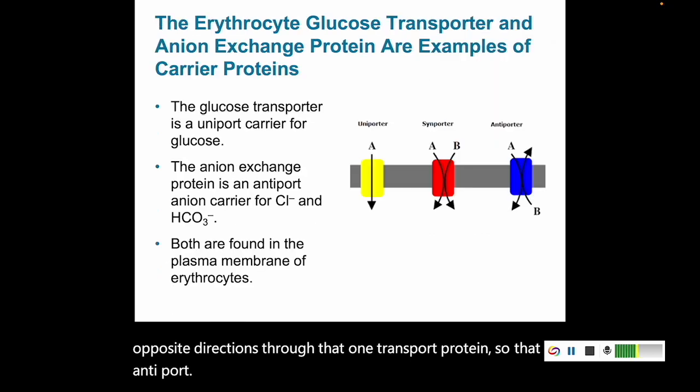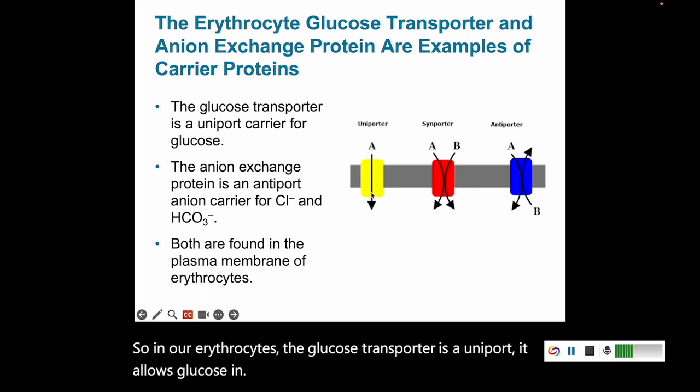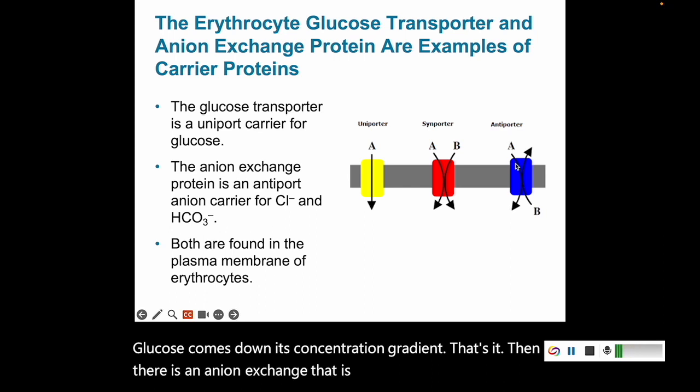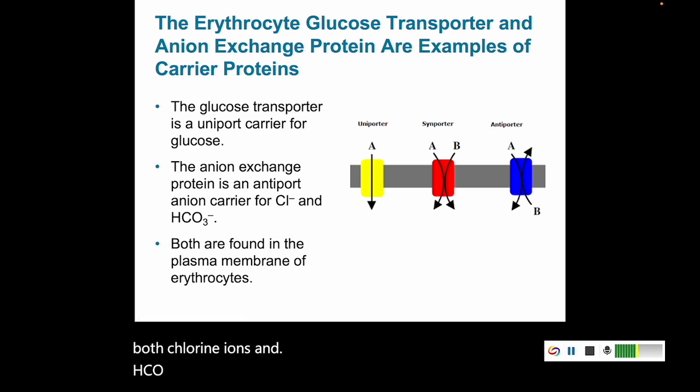So in our erythrocytes, the glucose transporter is a uniport. It allows glucose in. Glucose comes down its concentration gradient. That's it. Then there's an anion exchanger that is an antiport. So it will transport both chloride ions and HCO3 ions at the same time in opposite directions.